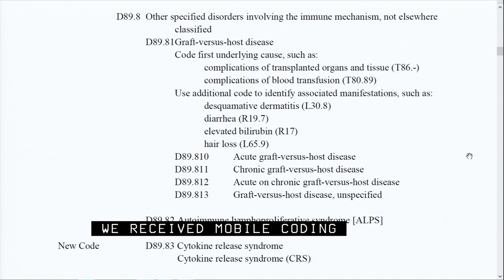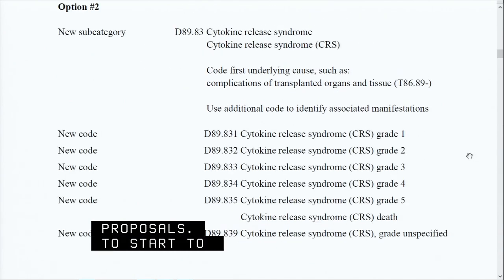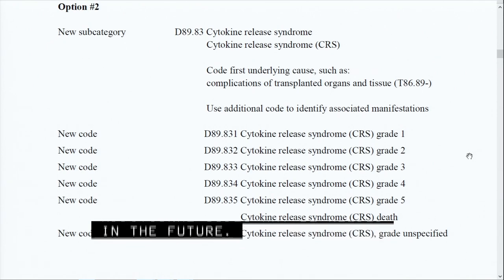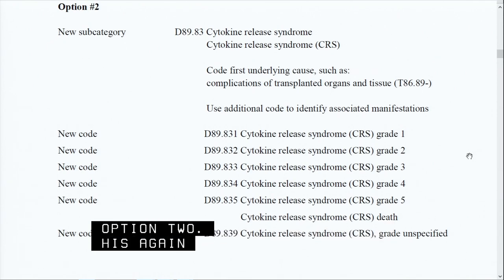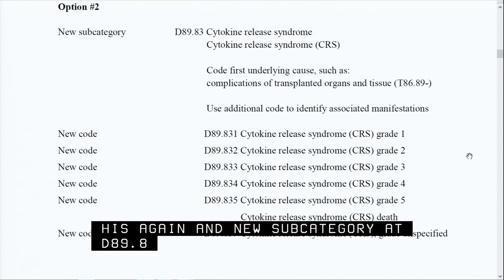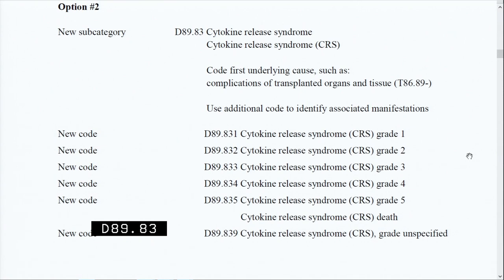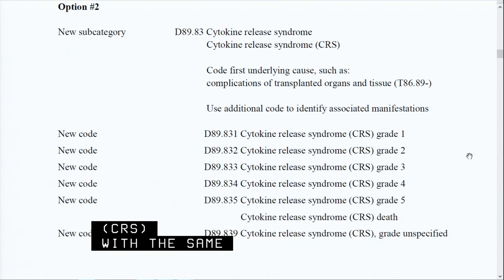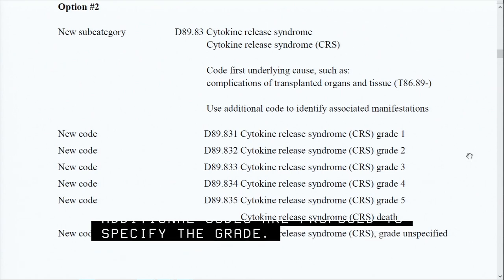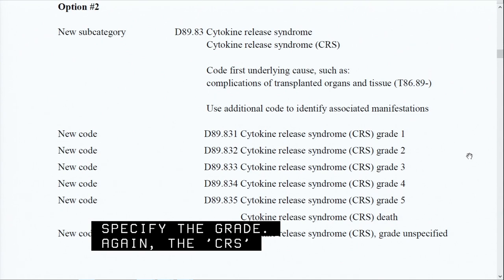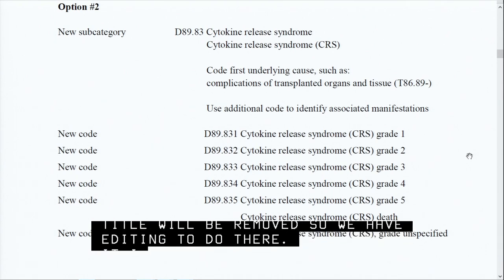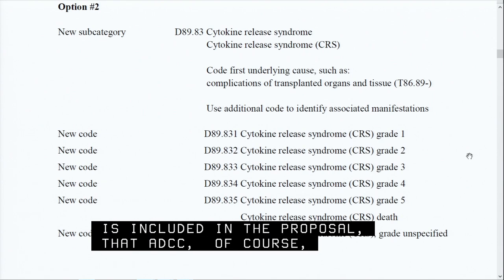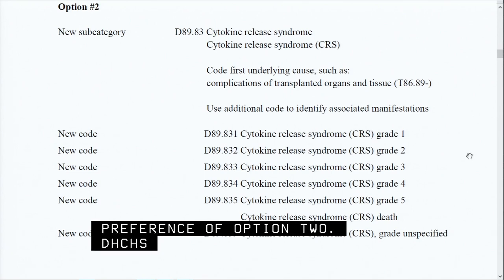Option two is, again, a new subcategory at D89.83, the cytokine release syndrome, with the same instructional notes. However, six additional new codes are being proposed to specify the grade. And again, CRS in this code title is going to be removed, so we have some editing to do there. It's important to note, and it is included in the proposal, that ADCC, of course, has a preference of option two. ENCHS recommends option one. And I was left with a note that says AAP, who also contributed input in the development of the code, is in support of option one.